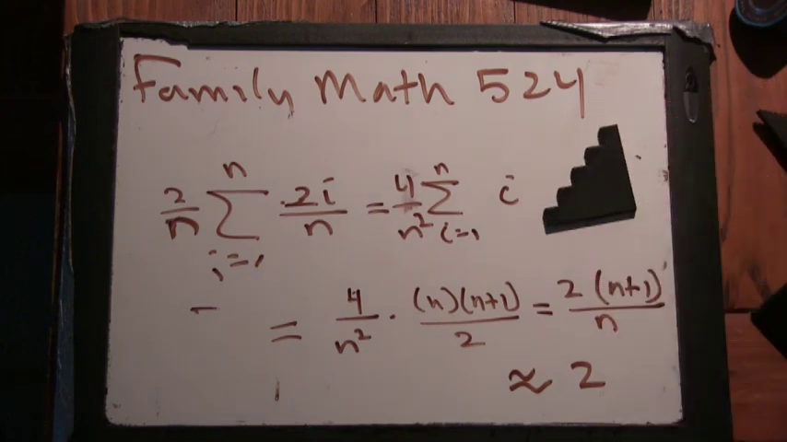There you go. Now that's just kind of a silly thing, right? Because why would we find the area of a triangle that way? But now we'll do the area under y equals x squared.